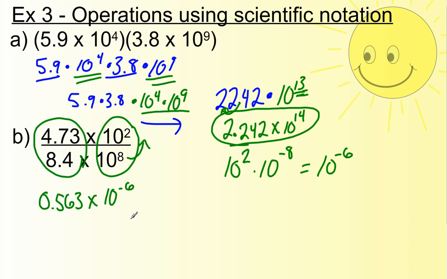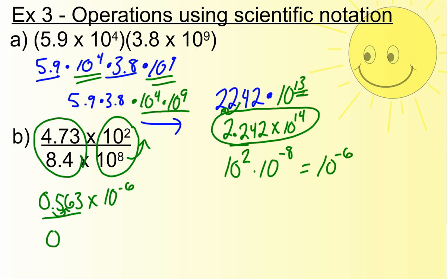And this would almost be in scientific notation, except for my number out front again. It is wrong. It's not a single digit number in front of the decimal. It's 0.5. I want it to be 5.63. So this number, look, it's small. It is less than 1. So to change this number to scientific notation, I have to move the decimal one place this way.